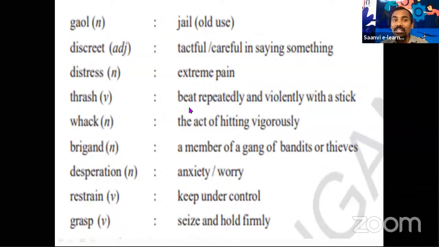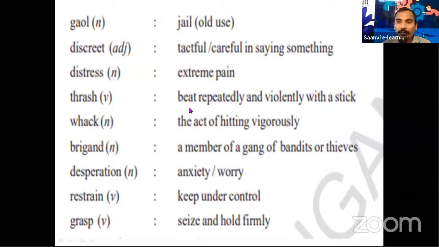And the next word is distress, it means extreme pain. He is in distress, he is in extreme pain. Thrash, another word, beat repeatedly and violently with a stick. When your teacher is extremely angry, he loses his control and beats you repeatedly and violently with a stick. So thrash means hit or beat repeatedly. Whack, the act of hitting vigorously. So again, thrash, whack, cane, beat, hit, all these words have almost the same meaning. So whack means the act of hitting vigorously in an uncontrolled manner.